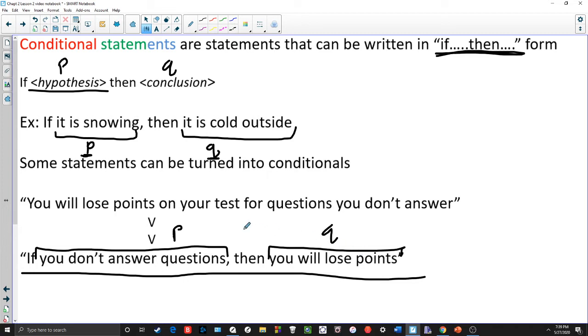So we're going to go into figuring out how we can tell whether these are going to be true or false, and what the conditions are for it to be true or false, because it is a statement, and therefore it does have a truth value to it.